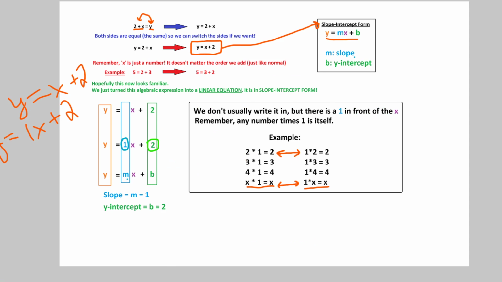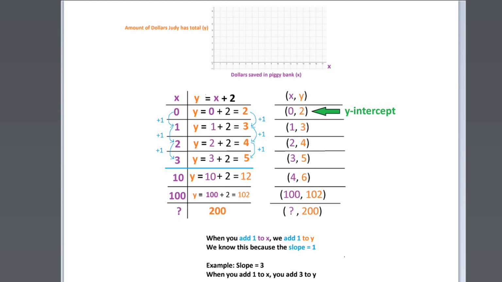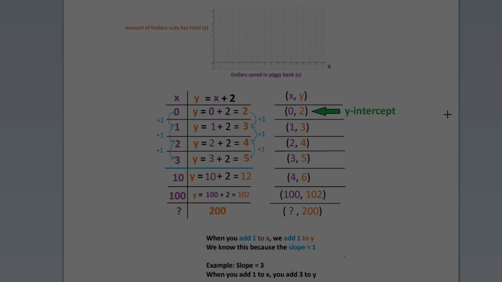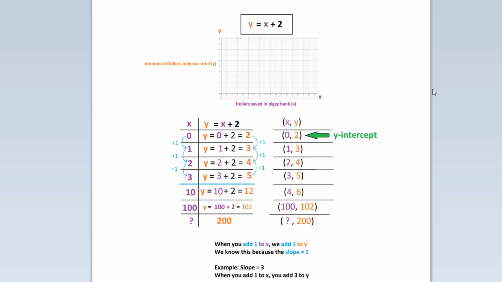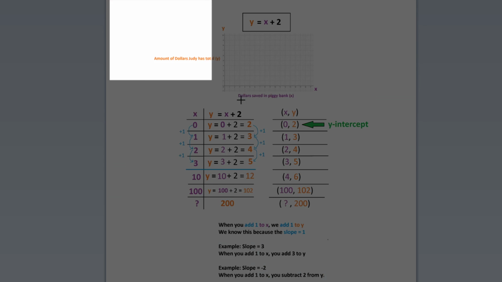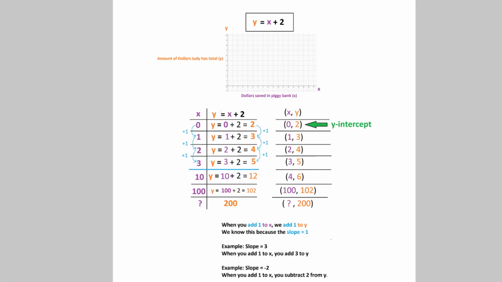But what if... sorry about that. I want to get everything on the screen here, actually. Alright, sorry about that. So, anyways.